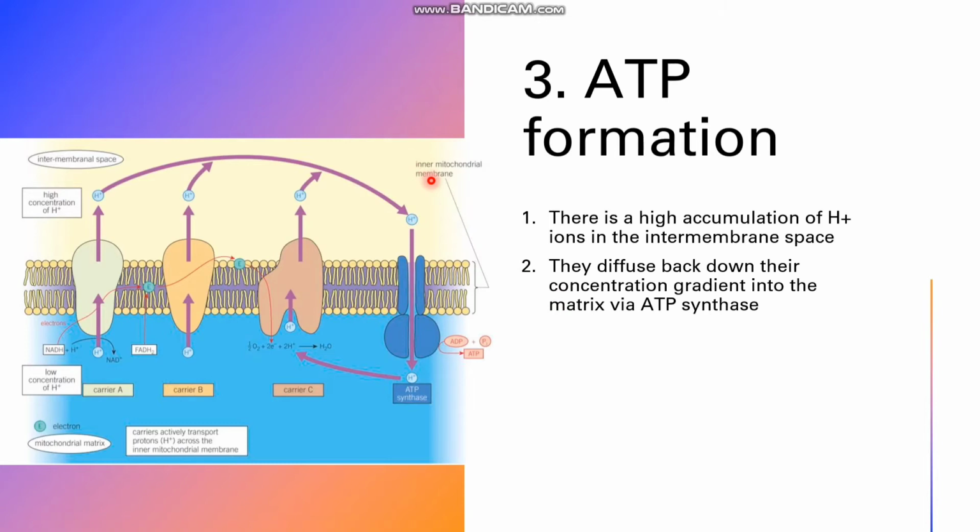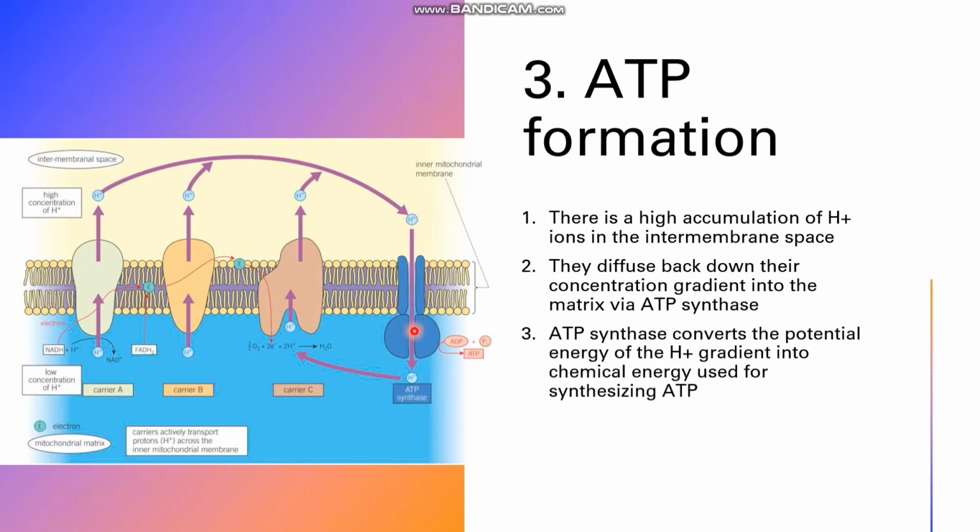So now they have a higher concentration than in the matrix. These H+ ions can now diffuse back down their concentration gradient into the matrix via ATP synthase. So they travel through this ATP synthase enzyme. And ATP synthase converts the potential energy of a H+ gradient, because we know that concentration gradients have potential energy. So this ATP synthase can convert this potential energy of our H+ gradient into chemical energy, and this chemical energy is used in synthesizing ATP.